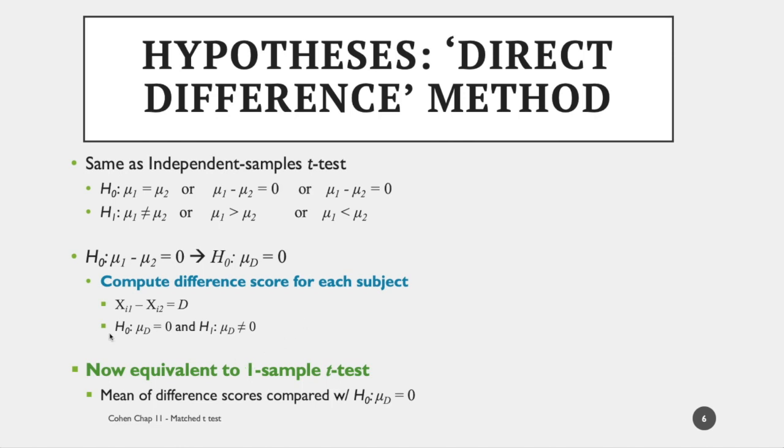What that means is now our hypotheses are just based on the difference score. So we're just saying the difference from time 1 to time 2 is 0. Or the alternative is the difference between time 1 and time 2 is not 0. And what this does is it makes it equivalent to the one sample t-test that we talked about before. But now we're just working with the difference scores. So the mean of the difference scores compared with 0. So we're just going to do a one sample t-test and compare it to the known value of 0.